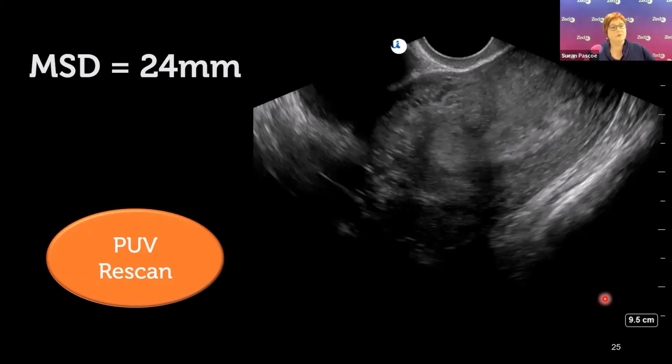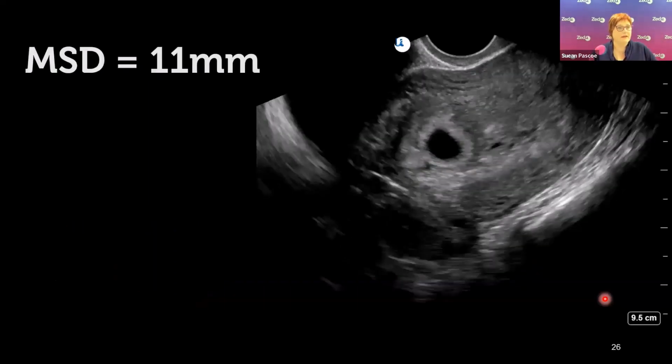So in this instance where the mean sac diameter is 24 millimetres, we can say that this is a pregnancy of unknown viability and we need to rescan it. The criteria for diagnosing non-viability are quite stringent, so they're absolute cutoff values, and they're quite conservative to make sure that we reduce the risk of inadvertent harm to a potentially normal pregnancy.